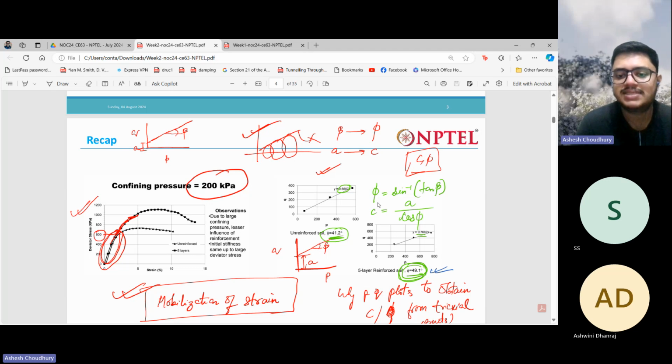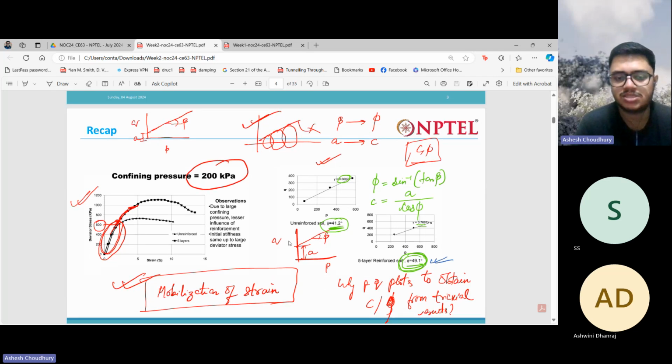How we can get C and phi from the PQ plots by getting the beta and A values should also be discussed. This is very important, you should not forget this, and you should always remember this.